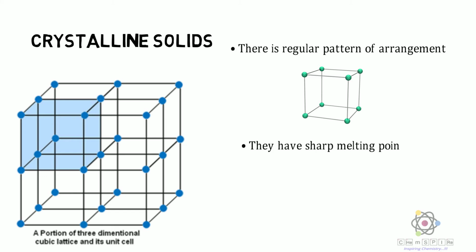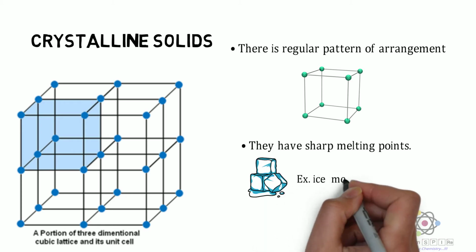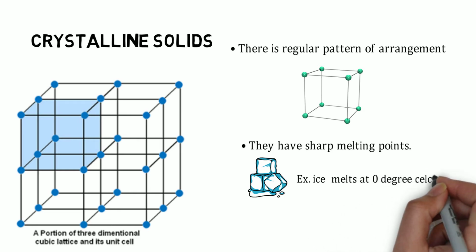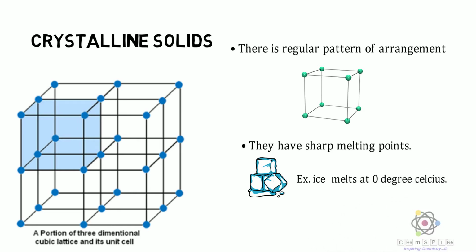Next, they have sharp melting points. For example, ice is a crystalline solid which melts at a specific sharp temperature, that is 0 degrees Celsius. So they have sharp melting points.